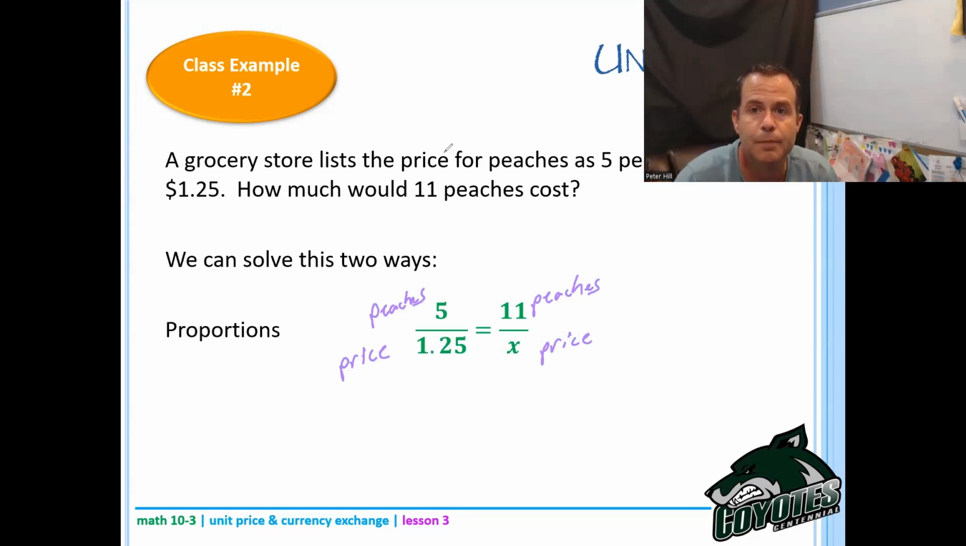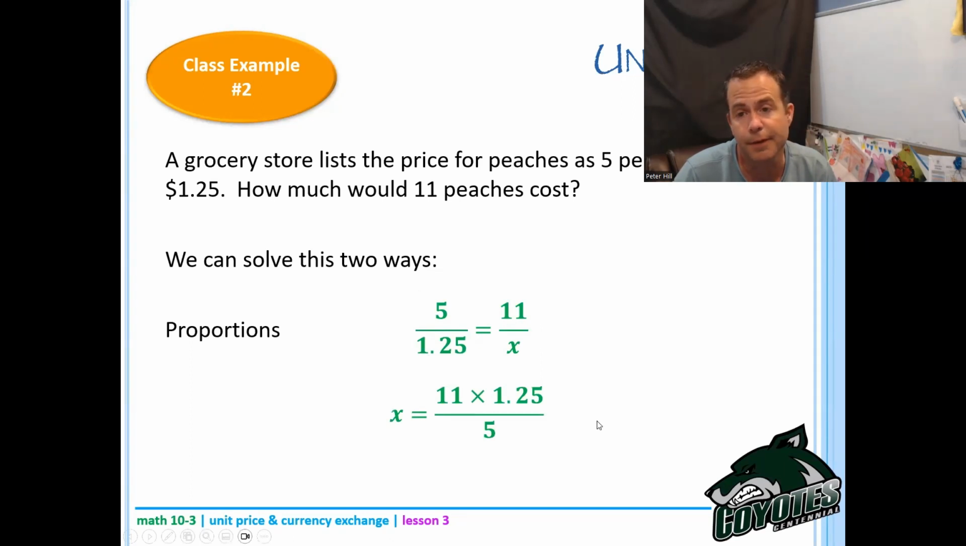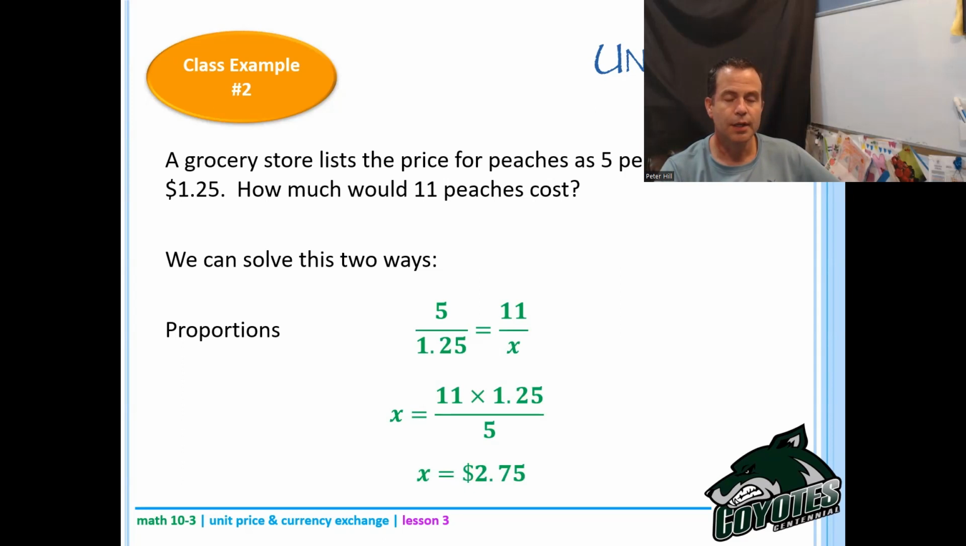Okay, so now I can cross multiply 11 times 1.25, and then we're going to divide by 5. When I first introduced this concept to you, I did it in 2 steps. I said 11 times 1.25 equals 5x. Then I divided both sides by 5. So here I've just done it all in 1 step. And that's going to give me $2.75. So 11 peaches should cost us $2.75.